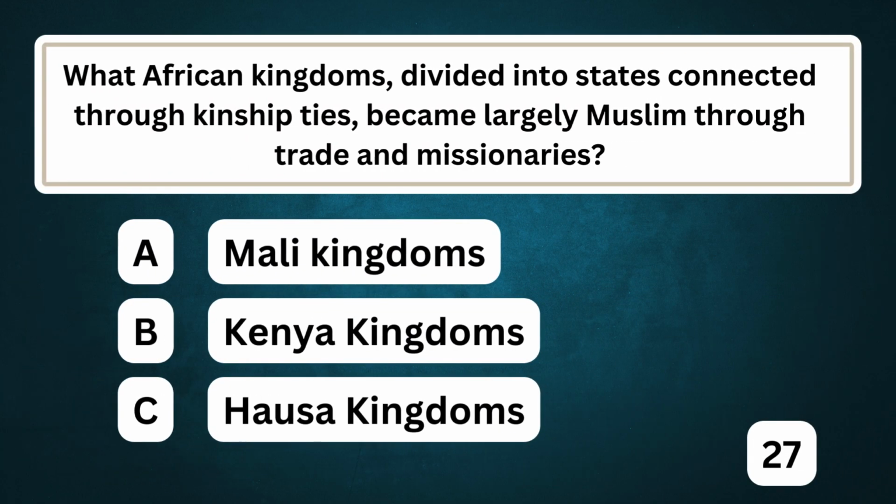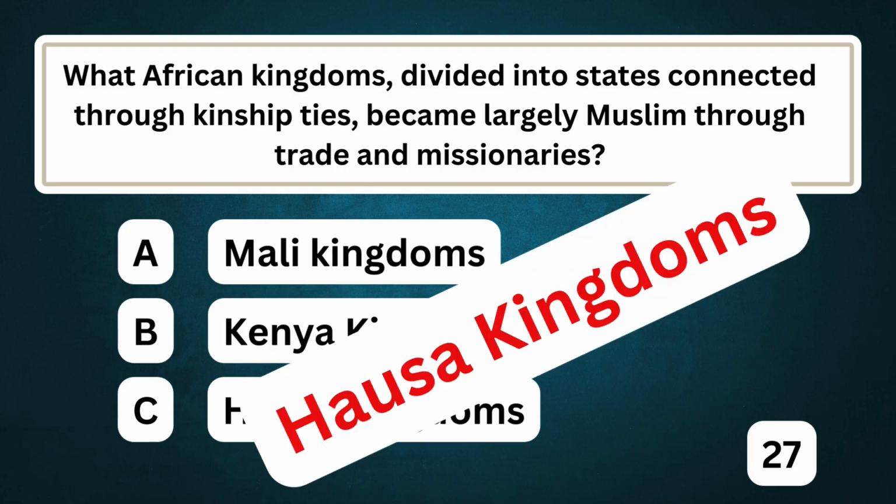What African kingdoms, divided into states connected through kinship ties, became largely Muslim through trade and missionaries? The Hausa kingdoms in Africa became largely Muslim through trade and missionaries.